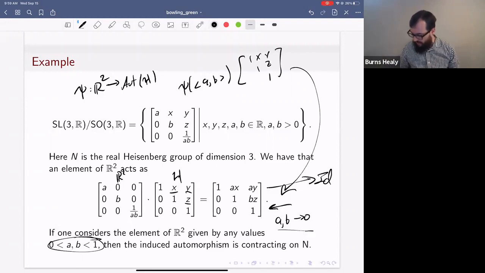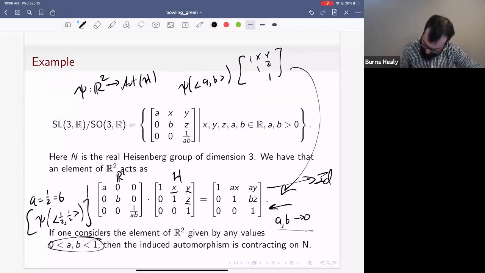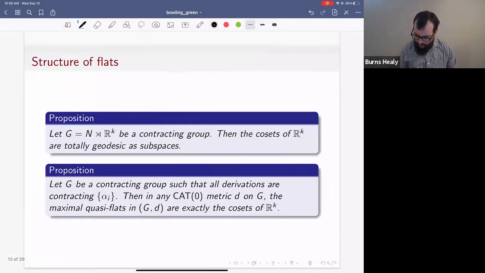Okay, and so you can either think about it as a and b approaching 0, or you can pick, say, a equals 1/2 equals b, and then iteratively apply psi of (1/2, 1/2) to the t, right? And then that will tend towards an automorphism that brings things closer and closer to the identity. So again, this is sort of an out-there construction of these groups, but they're not groups that you haven't thought of before. They're just a generalization of groups that you thought of in a different context.